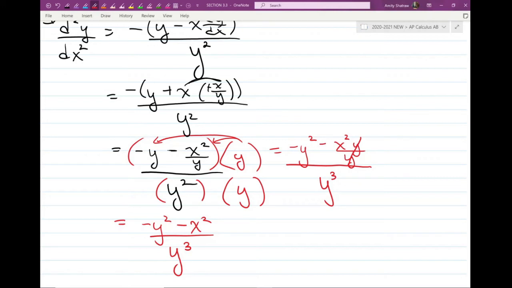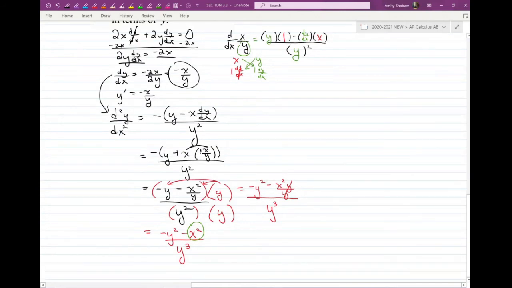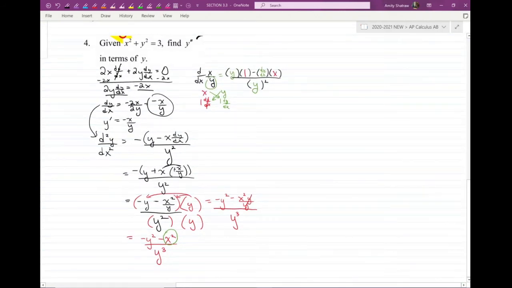AP College Board may have messed around with your mind. If you look at the multiple choice answers, you may find that they have substituted either for y squared or for x squared. In this case, I would say they would substitute for x squared. And you're like, well, what do you mean? And why would they do that? Well, let's take a look again at the original problem because it's way up there. It says that x squared plus y squared equals 3.